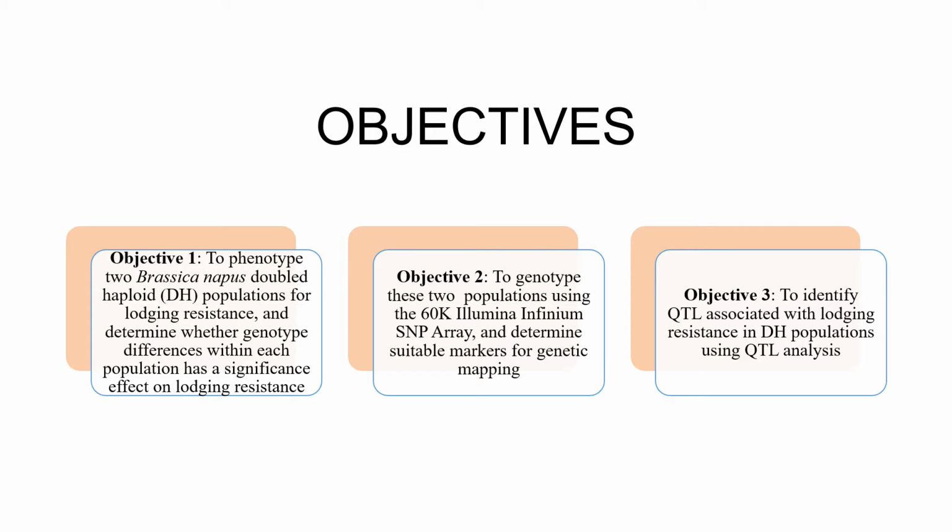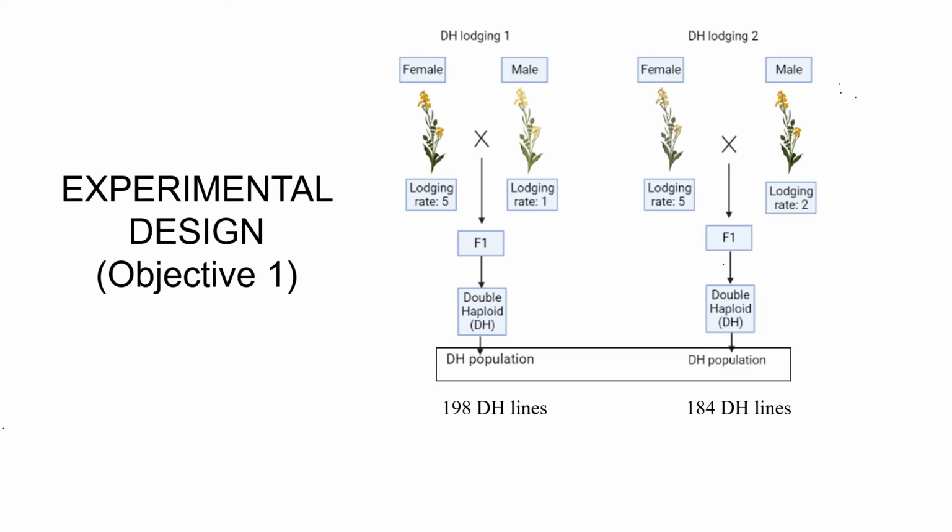Objective number two is to genotype these populations using the 60K Illumina Infinium SNP array and determine suitable markers for genetic mapping. Objective number three is to identify QTL associated with lodging resistance in these DH populations using QTL analysis. In the interest of time, I will only show the experimental design for objective number one.